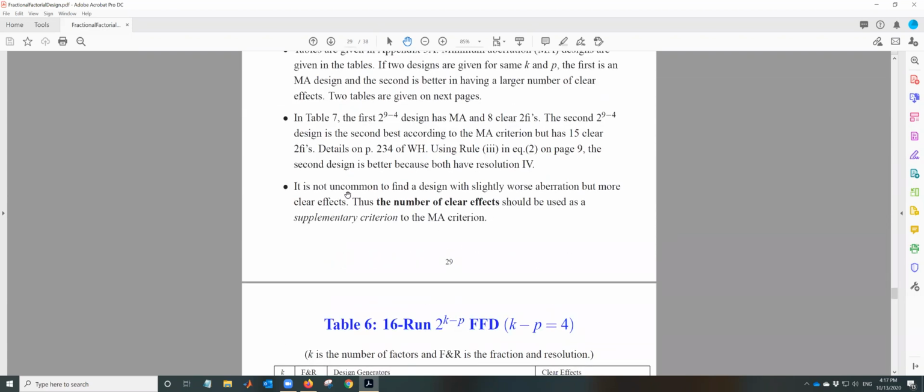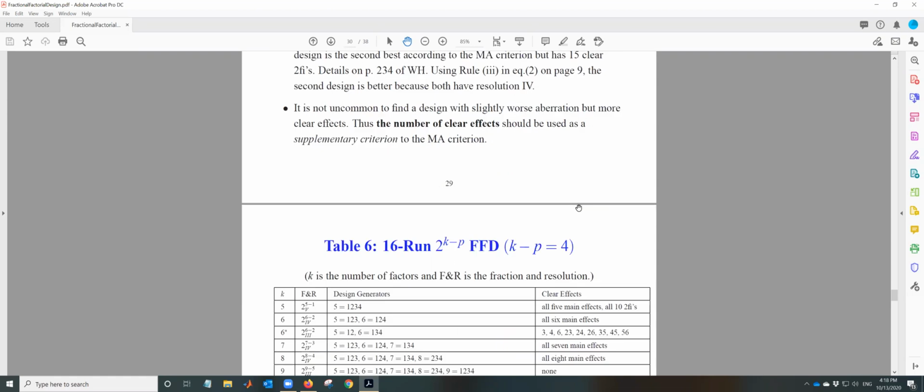So it's common to find a design with slightly worse aberration but more clear effects. Thus, the number of clear effects should be used as a supplementary criterion to the minimal aberration criterion.